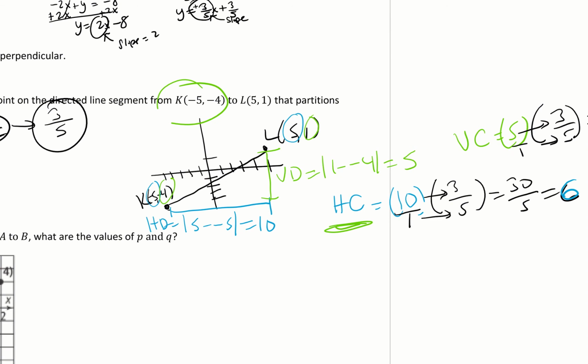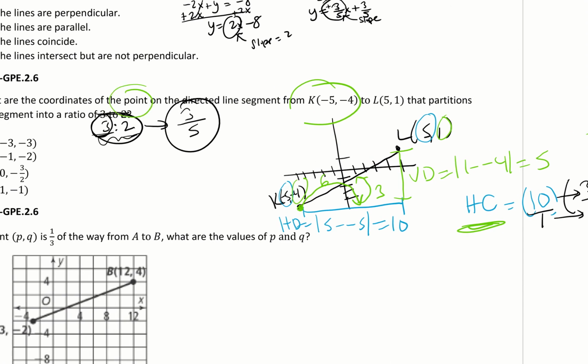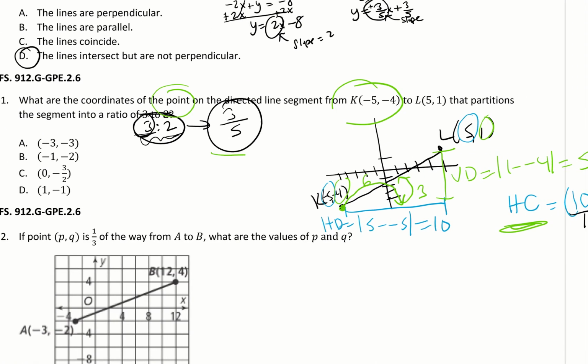I'm going to move over 6 to the right. How do I know it's to the right? Because I want to go from K to L. So I need to go 6 to the right and 3 up. And then that point is my point that partitions the line segment in this ratio, the 3:2 ratio.